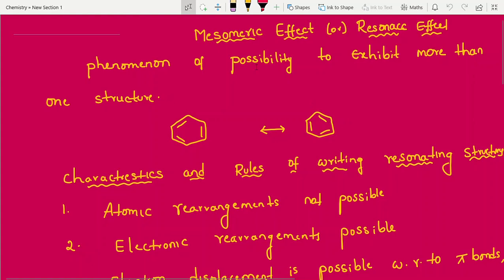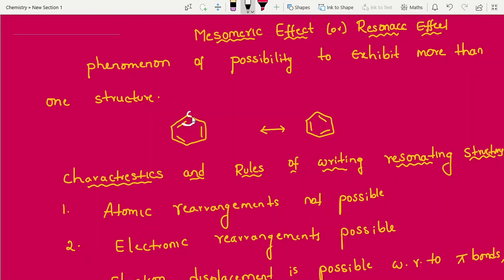The reason is resonance. See, because of resonance the pi electrons move here. In electronic effects, what disturbances are caused by either sigma electrons or pi electrons? But in the mesomeric effect, it is pi electrons. See, this pi electron cloud is revolving around the benzene nucleus. It is shifting to here.